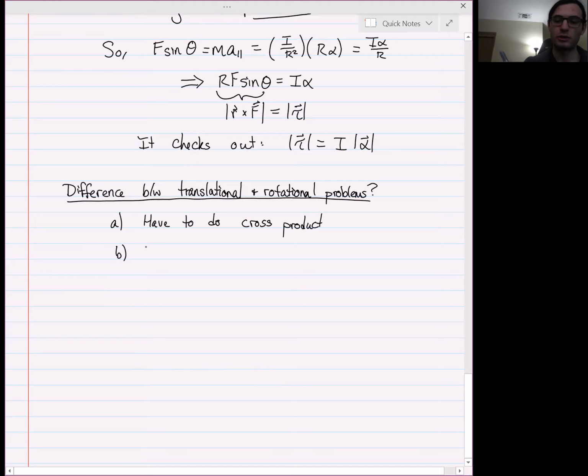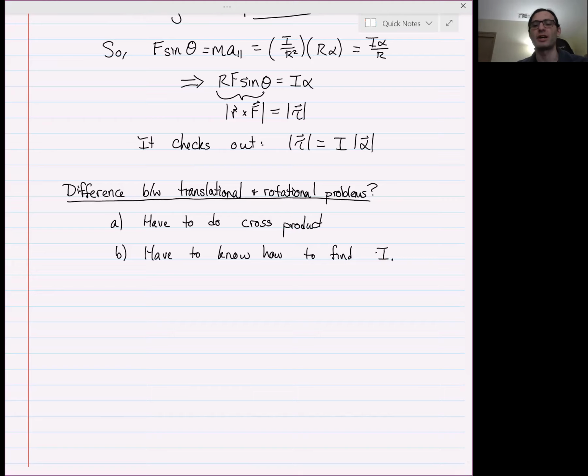And B, you have to know how to find the moment of inertia. So it's certainly more involved, but not a whole lot. Once you know how to find the torque, which is just a cross product, and once you know how to find the moment of inertia, which there are a whole bunch of different methods for doing, parallel axis theorem or integrating and so on, then it's just a matter of you find the net torque, you find the moment of inertia, you solve for the angular acceleration, you plug that into your kinematic equations and so on. And from there, it's just exactly the same.